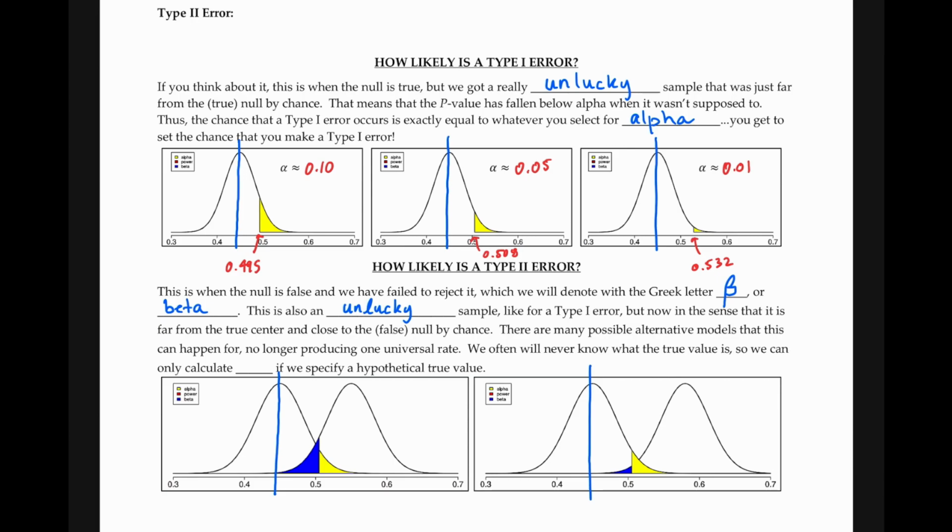I should finish up this paragraph here. So there are a lot of different possible alternative models. So that's what we're going to talk about down here. What is the true center supposed to be? There's a lot of different ways. It could change from year to year. And so it can be tough to actually know that for many, many reasons.